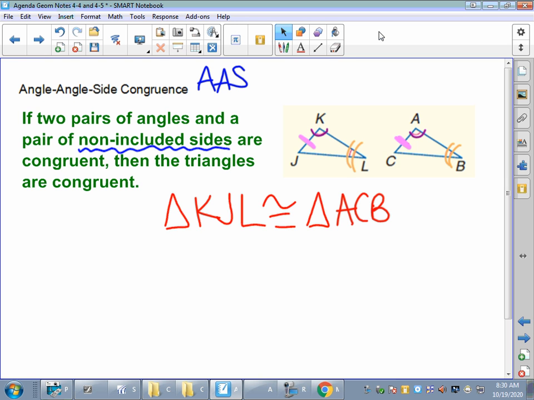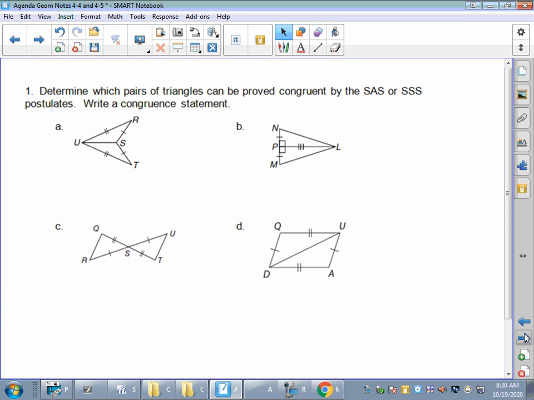All right. So here's what kind of problems I'm going to give you. I'm going to tell you, determine which pairs of triangles can be proved congruent. I just gave you two options on this one. I didn't want to throw all four of them. So either using side angle side or side side side, write a congruent statement.